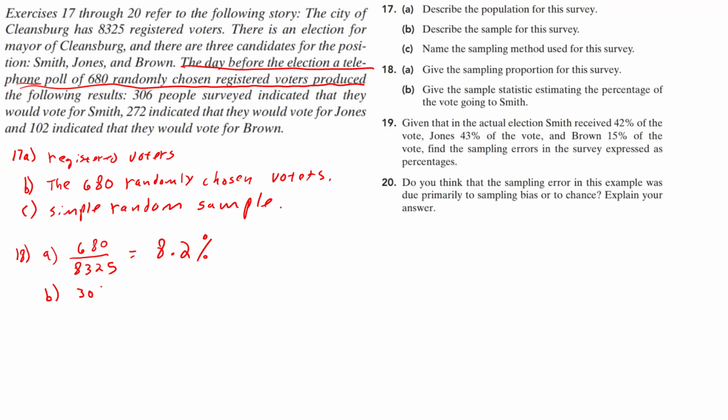306 people would vote for Smith, and there were 680 people in total, so the estimate is 306 divided by 680, which gives us 45%. Sampling error is the difference between a parameter and the estimate. The parameter goes first, and the parameter is what the actual one was, 42%. So the statistic estimating the percentage had an error of negative 3%.